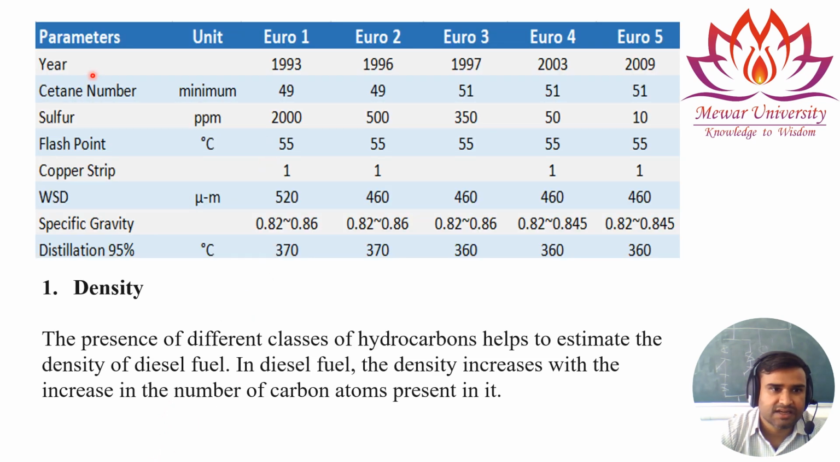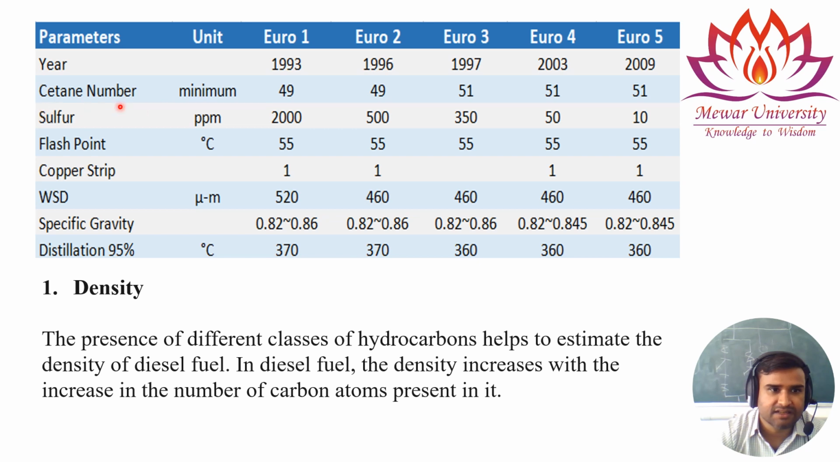You see in this slide we have the parameters, units, Euro 1, Euro 2, Euro 3, Euro 4 and Euro 5. So these are the different Euro standards for diesel engines. In the first column at the top, you see the different years. These Euro standards were launched in different years, like 1993, when Euro 1 was launched.